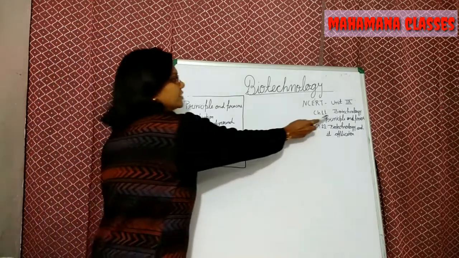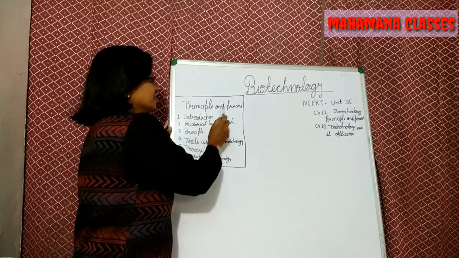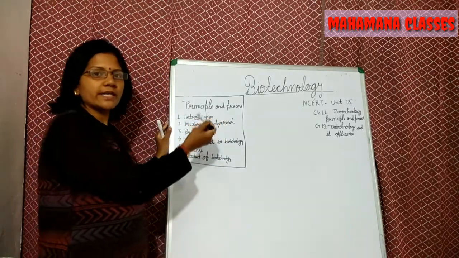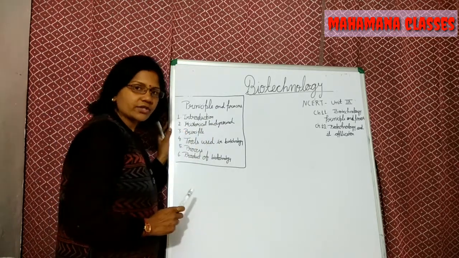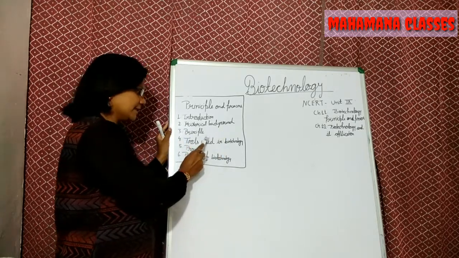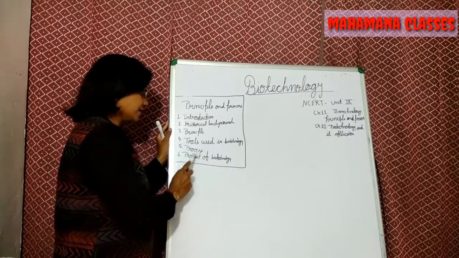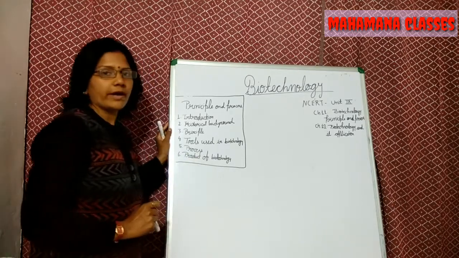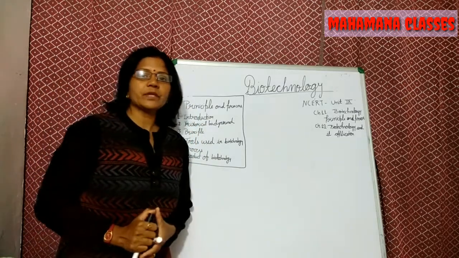First, Chapter 11, Biotechnology: Principles and Processes. This chapter has been divided into some subtopics. First is its introduction, then the historical background, principles, tools used in biotechnology, processes, and products of biotechnology. First, let us come to the introduction.